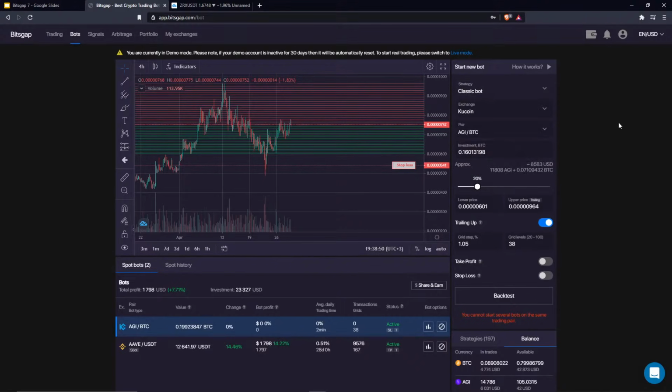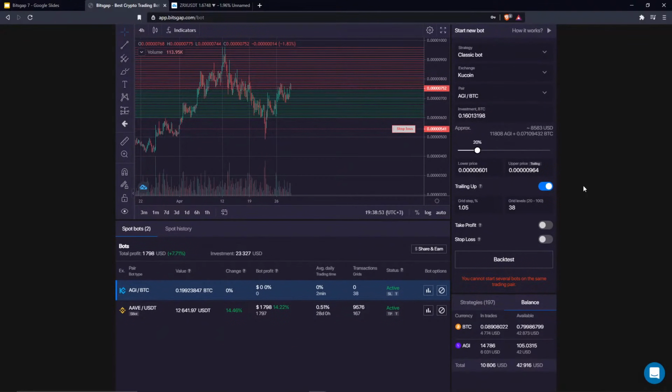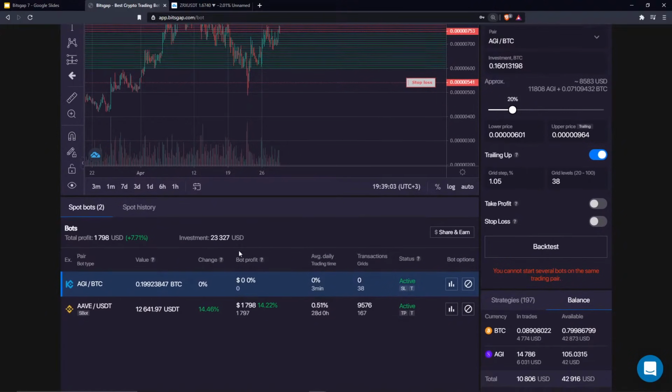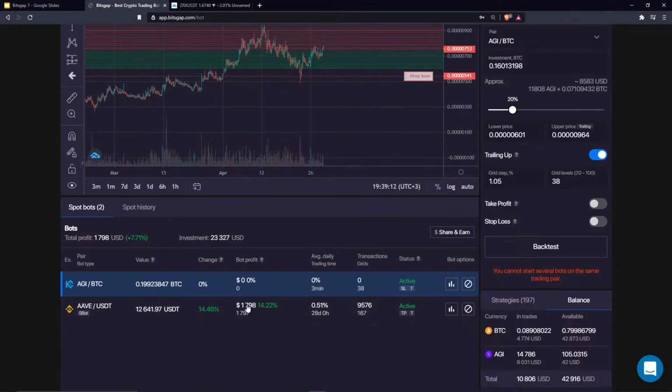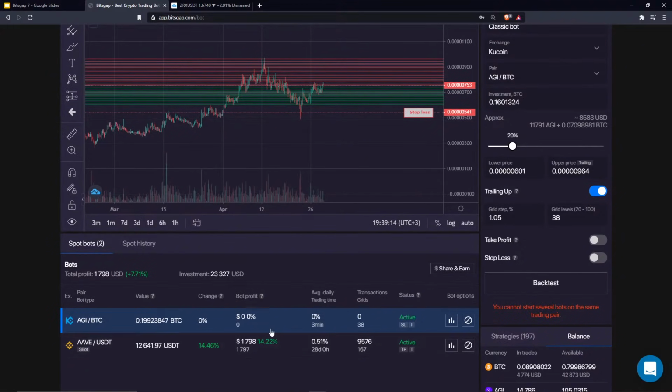So now let's go to the Combobot. Oh yeah, by the way, I see the question about the change. So you have here two columns, and let me actually zoom in a bit. So you have the change and the bot profit. The change is the value that takes into account the profit generated by the bot, and you know that the bot profit is always in green.